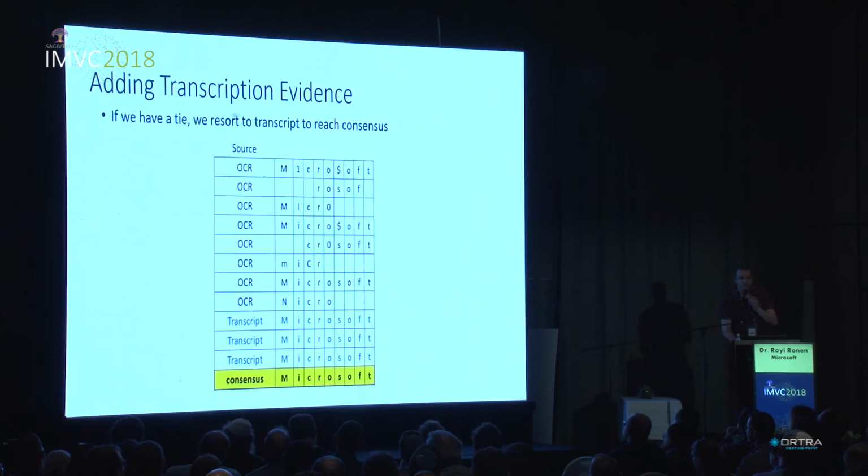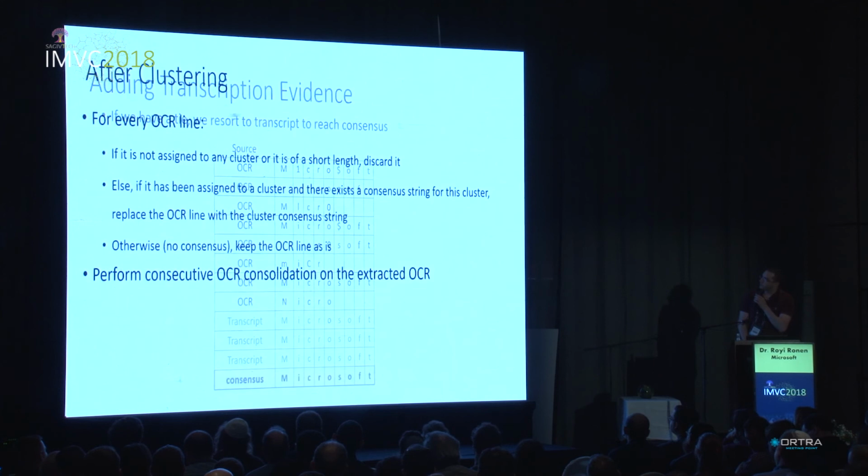Now, what do we do if we have a tie? In this case, we resort to the transcript. If we have a few words in the transcript, we'll add them to the voting with some weight and be able to break ties based on the transcript. This is where, if you imagine yourself watching a video and not understanding what word is written in a visual text, many times you'll find yourself listening to what's being spoken and then resolving it. Try to pay attention to that, and you'll see that you actually do that very often. This is where we got the inspiration.